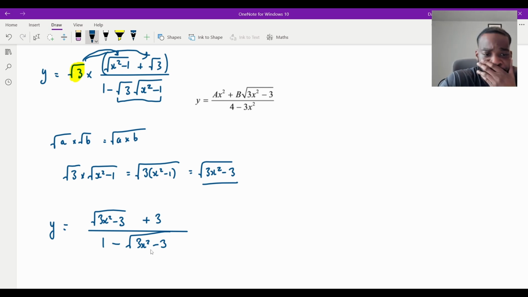Okay, so we're here now. Now, that shows that we do have a root on the denominator. Well, what must we do? Well, we need to rationalize, right?